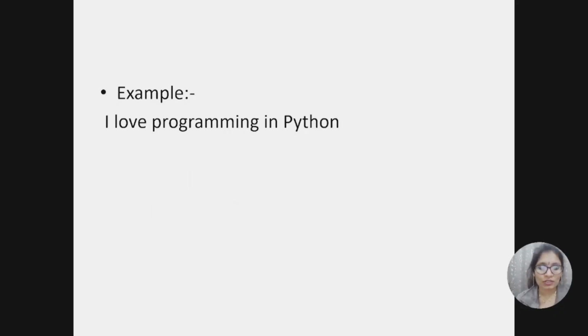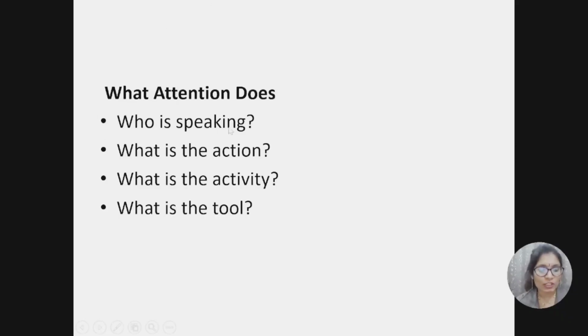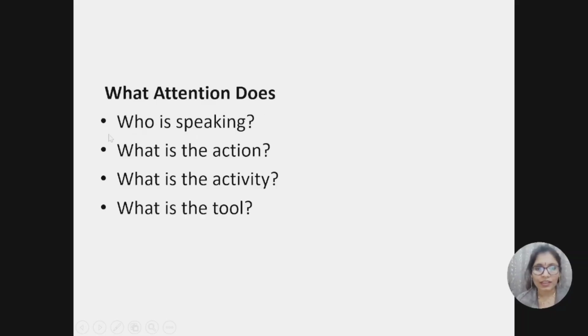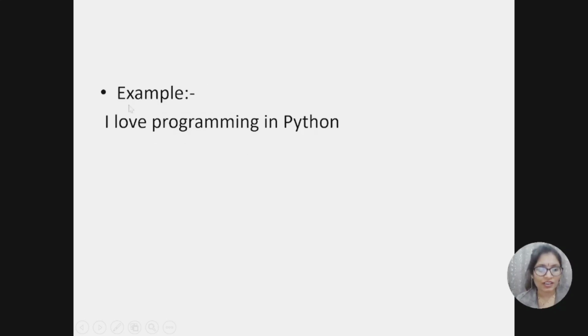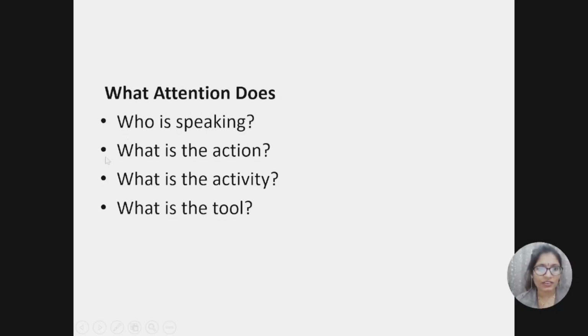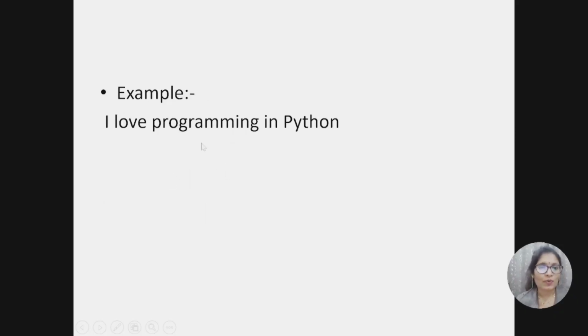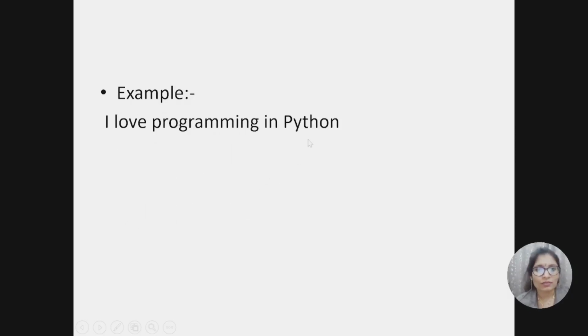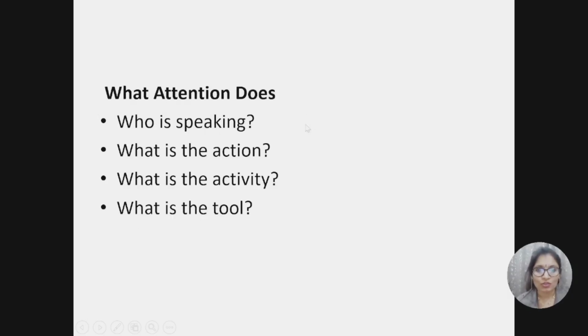So I took this example previously: I love programming in Python. Who is speaking? I is the speaker. What is the action? Love is the action. What is the activity? Programming is the main activity. And what is the tool? Python is the tool.